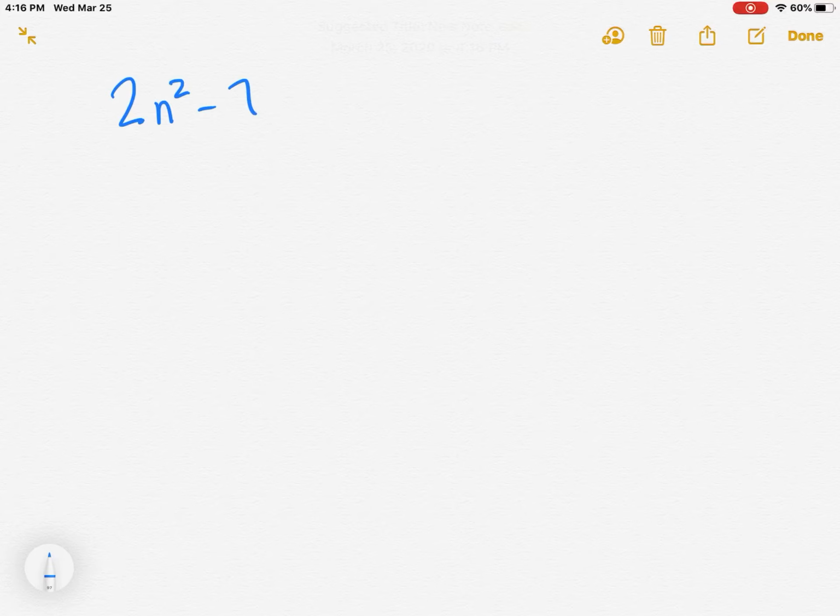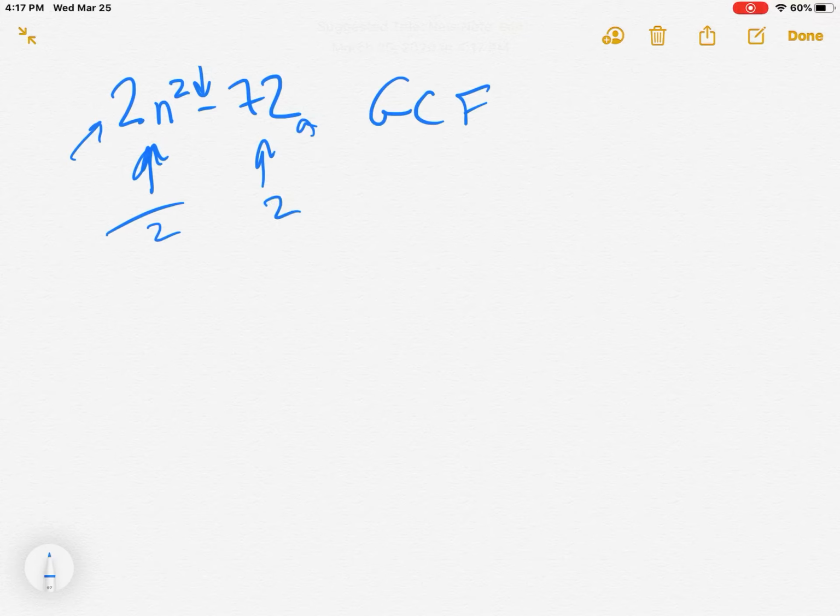Now let's take a look at this guy right here: 2n squared minus 72. First, does it have a subtraction sign? Yep. Can we square root this side? Well, not right now. Is this a perfect square? Nope. So if you remember from a previous lesson, we always check to see if we can take a greatest common factor out. I can divide by 2 in both of these, so my 2 goes on the outside, and I'm left with n squared minus 36.